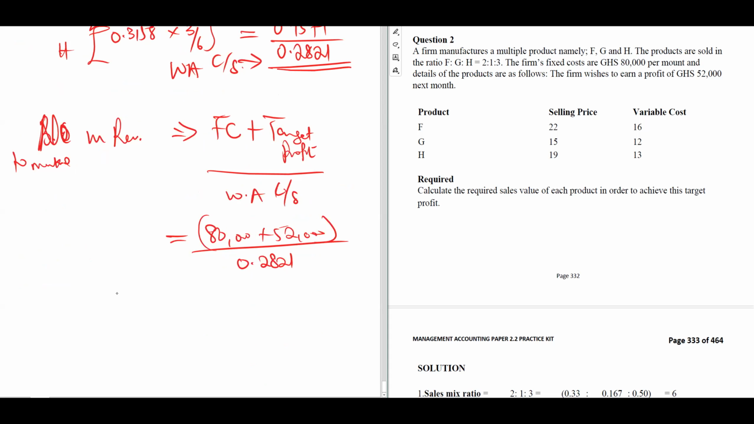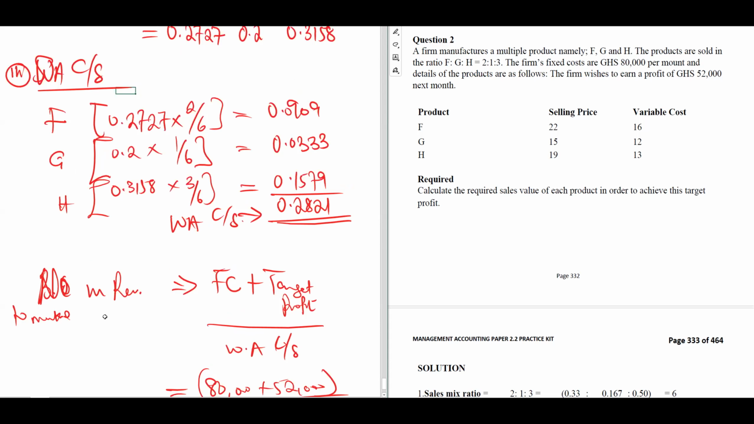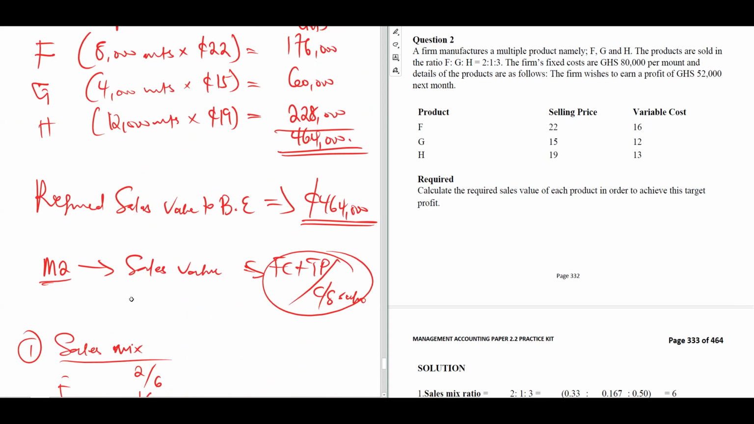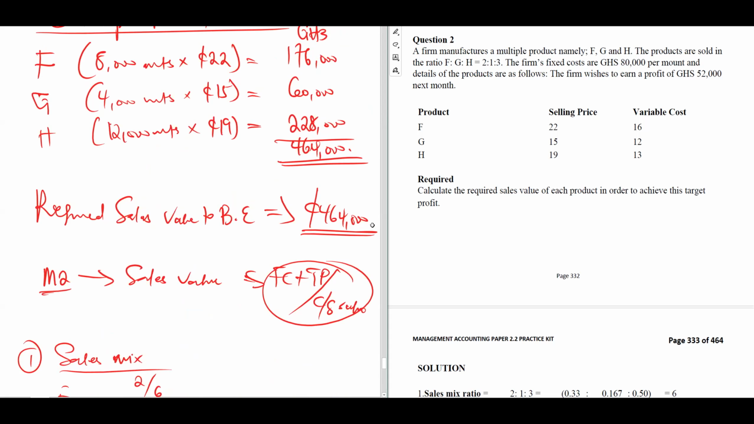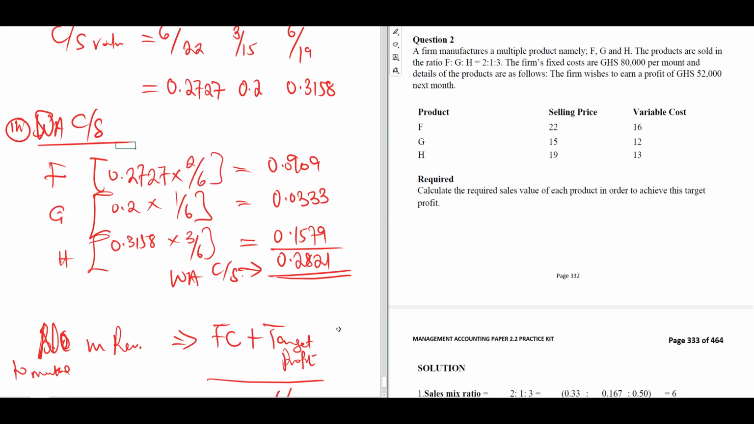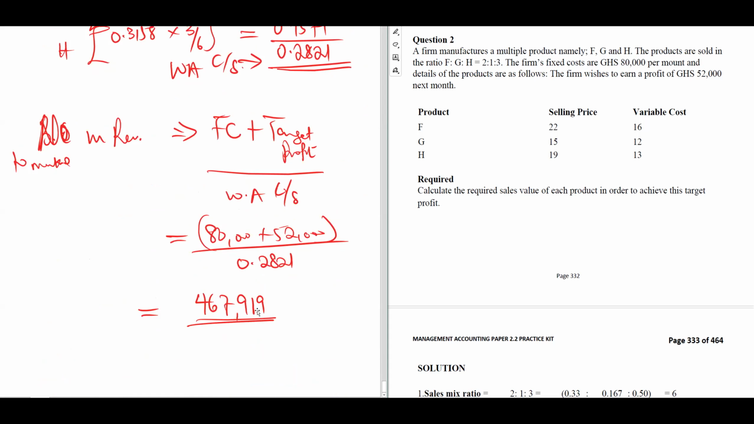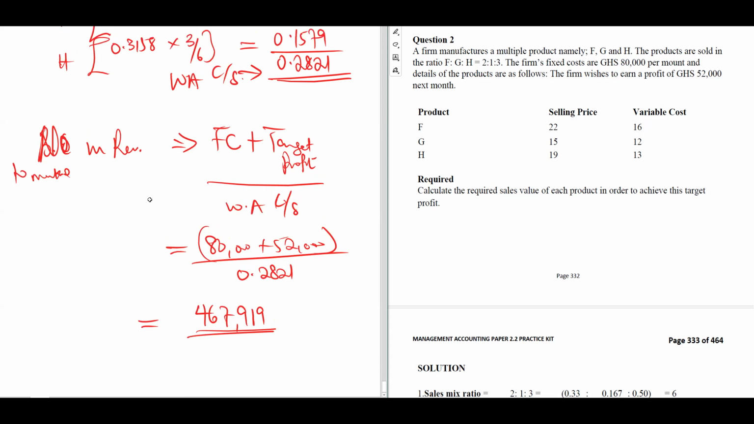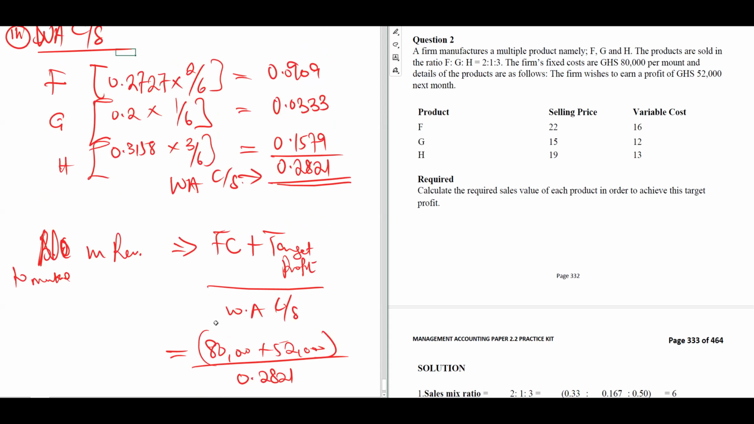Okay, that gives me the total amount in revenue, which is 80,000 plus 52,000 divided by 0.2821. So you see, you end up with 467,919 as the revenue. But you see this one, we had 464,000. But look at this one, we had 467,000. You see, they are closer. It's because of the rounding ups that we did with these decimals.